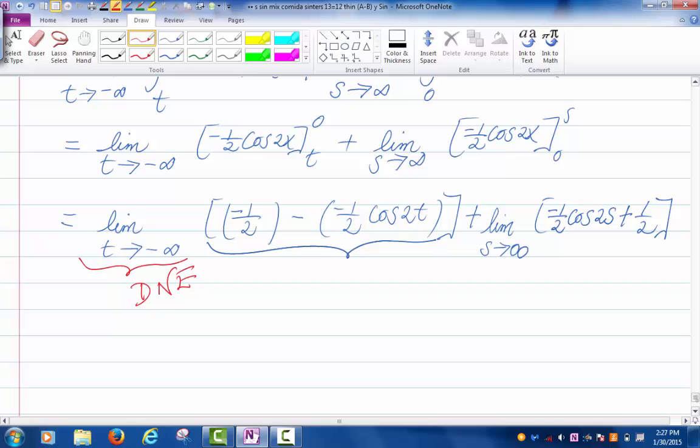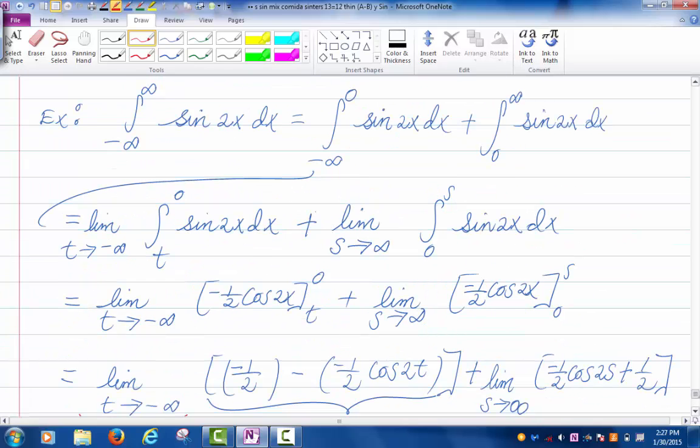I don't care what's happening for the second limit. I'm already going to say that this is c1 x1 plus c2 x2 plus up to cn xn. When you write the integral from negative infinity to positive infinity as the sum of two integrals, negative infinity to 0 and 0 to positive infinity, all you need to show is that one of them is divergent.